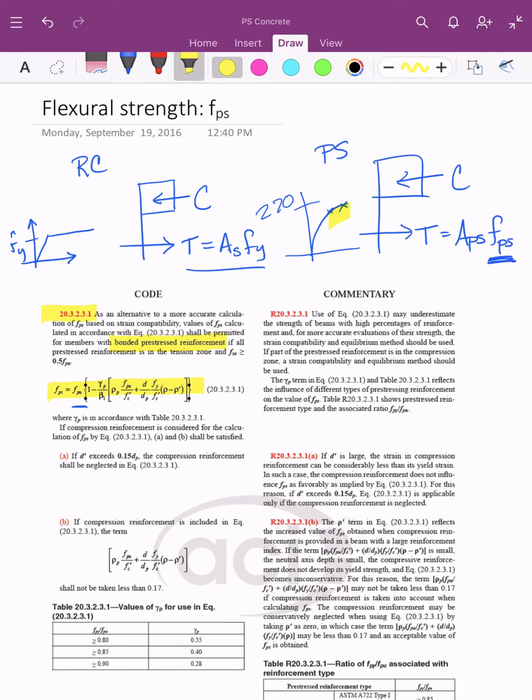If the pre-stress reinforcement is in the compression zone, you just don't use this equation. You don't use that steel in this way because it's in compression. It's not the same type of curve.